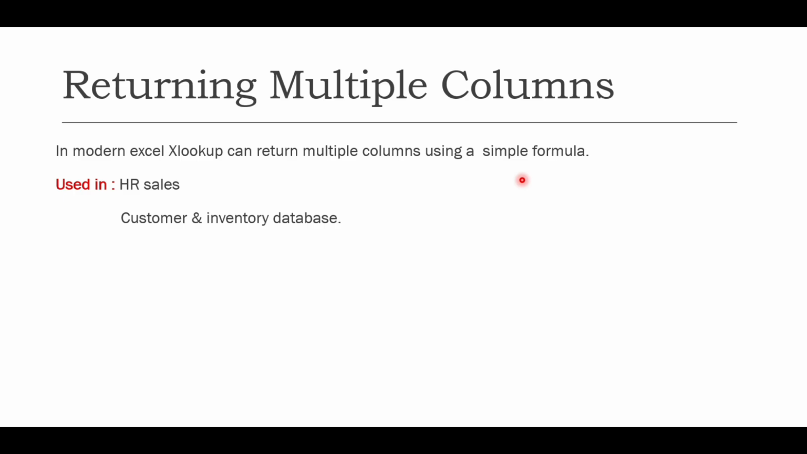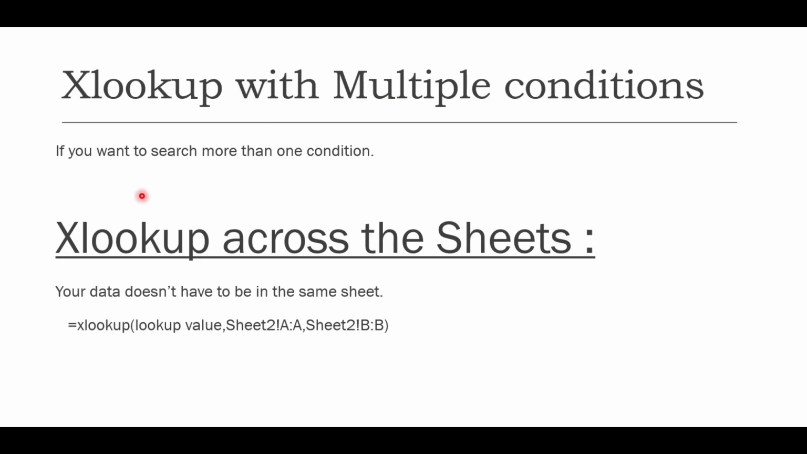The next topic is XLOOKUP with multiple conditions. So if you want to search more than one condition, which means if suppose you want to get salary by using employee ID and employee name, then you have to use this. And also XLOOKUP across the sheets. Your data does not have to be in the same sheet, which means if you are having the data in multiple sheets, you have to use this formula. So let me show you with the example now.